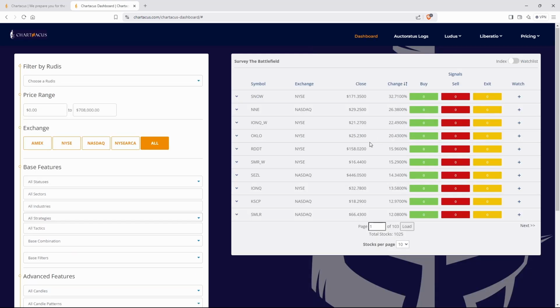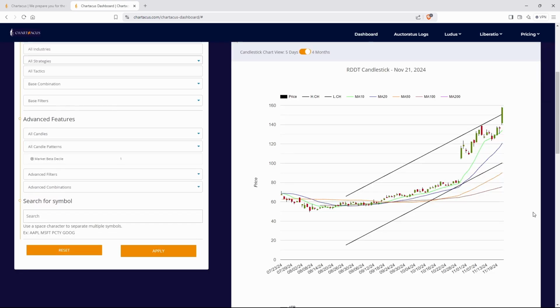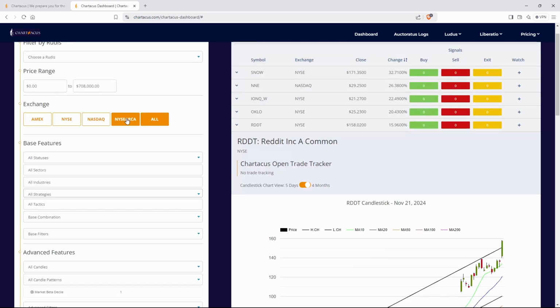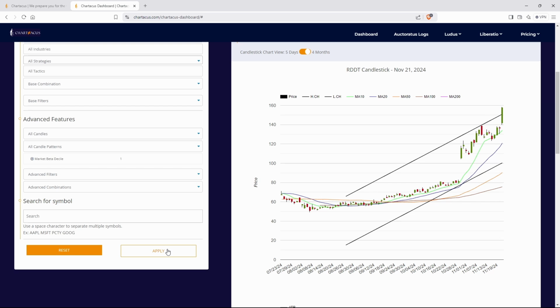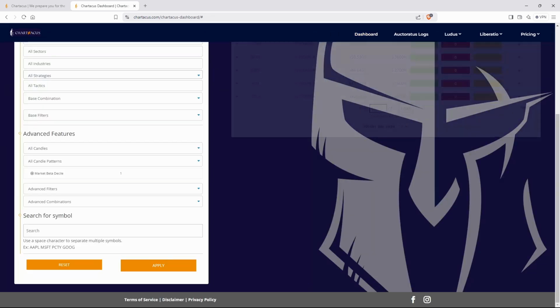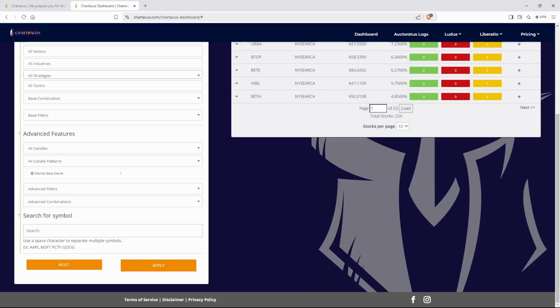Let's pick another one. Reddit. Look at this. The stock has moved $80 in the last 4 months, so another high beta stock. Now, if you limit your list to just NYSE Arca stocks, then you can see those ETFs that are actually leveraged so that they perform 2 or even 3 times better than the stocks they're following. Let's do that and see what comes up.